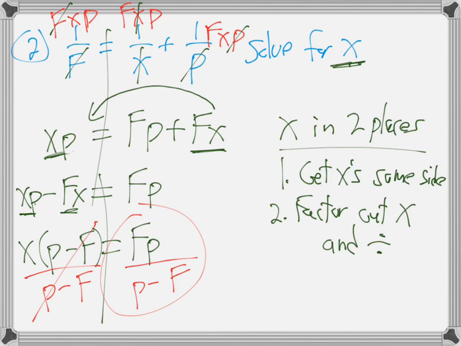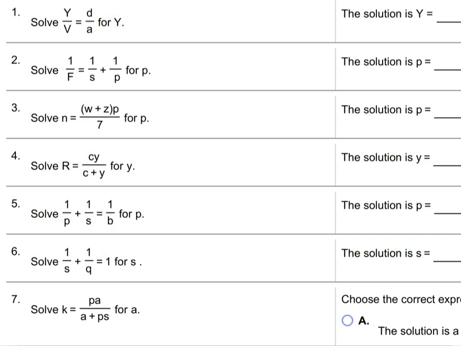So that's something we're going to do a couple times, 2 or 3 times. You'll have x in 2 locations, get them on the same side, factor out x, and divide. Questions on that one? Okay, let's go back, try another one.